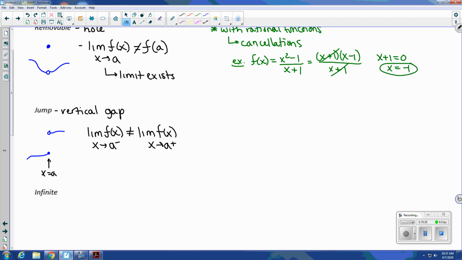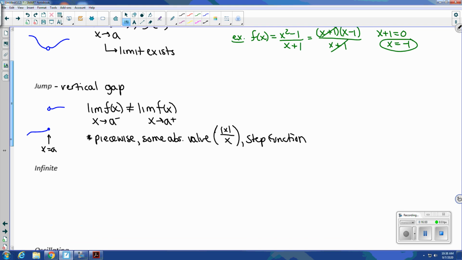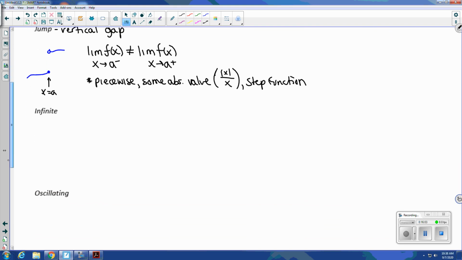We're going to be looking for this limit definition here. And this is going to pop up often with piecewise functions. It'll happen with some absolute values, for example, absolute value of x over x, or a step function. That's where we can see a lot of jump discontinuities. Most often we'll see them with piecewise functions.